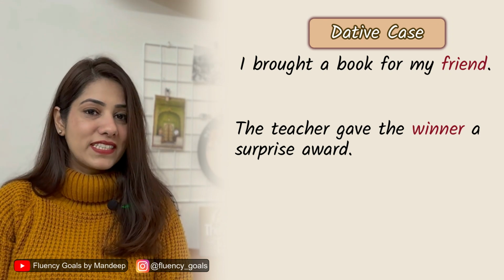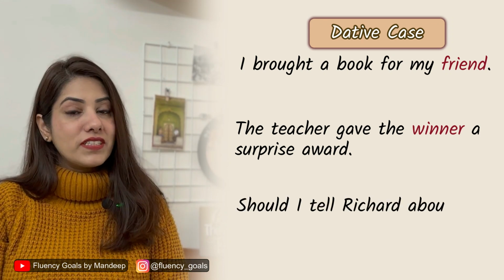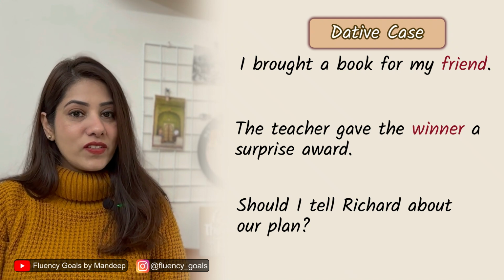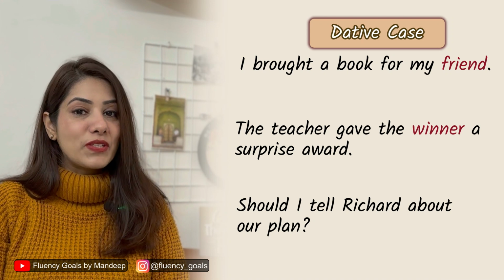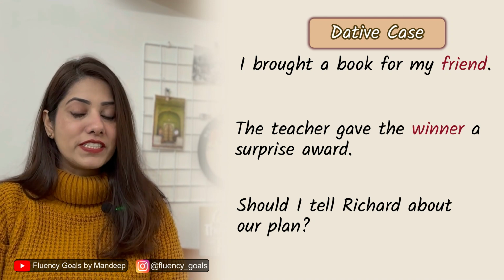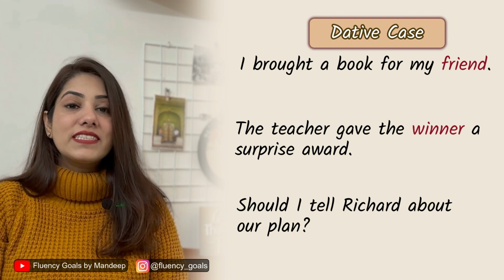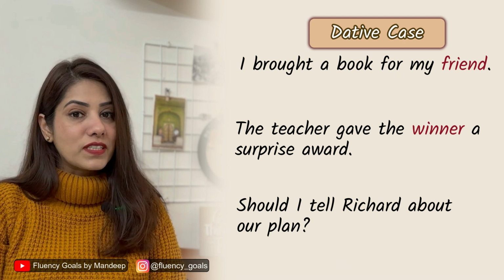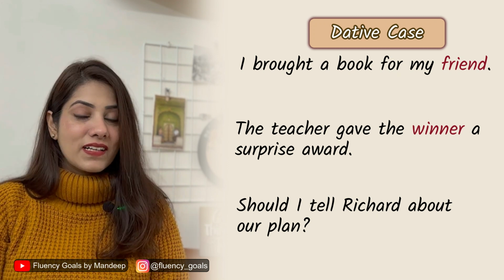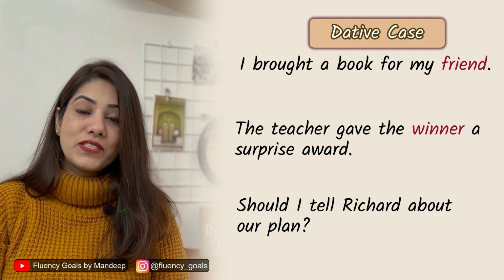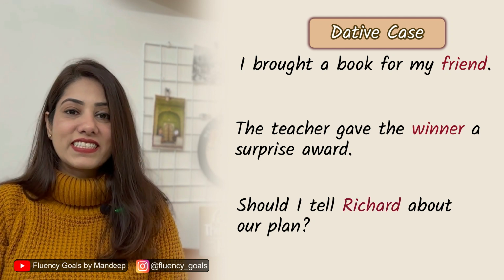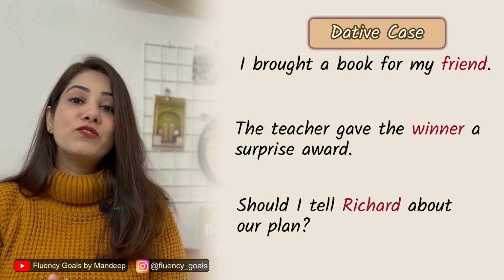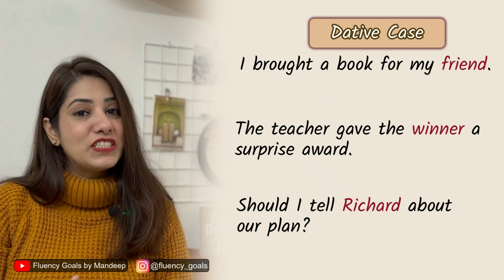Let's take one more example. Should I tell Richard about our plan? Richard and plan are the nouns here. I is the pronoun which is in the nominative case. Richard is the direct or indirect object? Should I tell what? The plan. So plan here is the direct object. To whom? Richard. Richard is the indirect object. So Richard here is in the dative case.